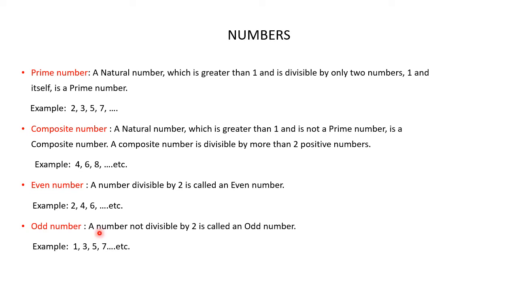Odd number. A number not divisible by 2 is called an odd number. For example, 1, 3, 5, 7, etc. are all odd numbers because they are not divisible by 2. 1 is not divisible by 2, so it's an odd number. 3, 5 and 7 are likewise not divisible by 2, so they are odd numbers. Hope you have understood the definition of prime numbers, composite numbers, even numbers, and odd numbers.